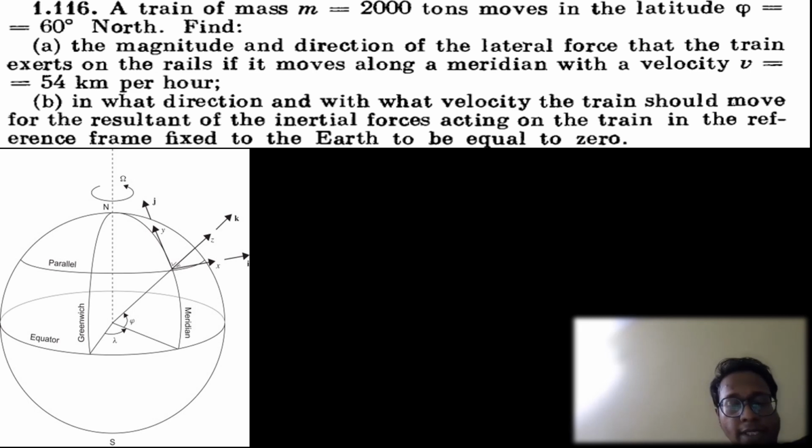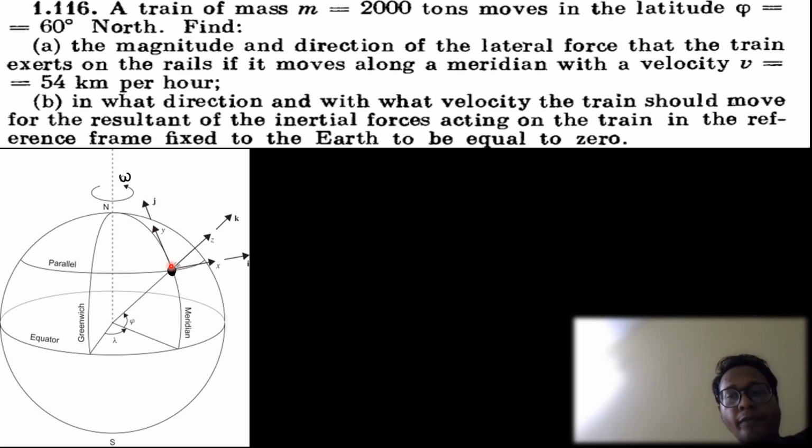See this question. In this question the earth is rotating with angular velocity omega, which is equal to 2 pi radians in 24 hours, which is the natural velocity of earth. A train out here is moving along the meridian. That means the train moves along this line. This is the meridian line, and these are the latitude lines. The train is moving along this line. That means at any instant, the velocity of the train is along the y-axis.